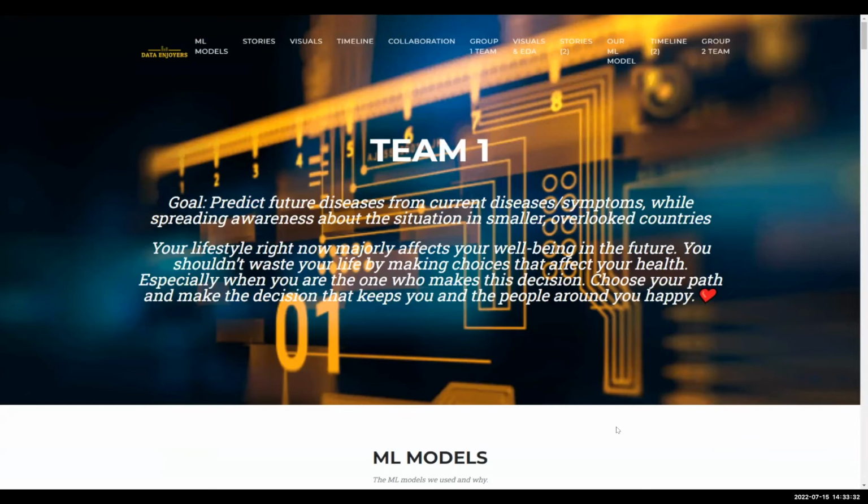Our goal is to predict future diseases from current diseases and symptoms while spreading awareness about the situation in smaller, overlooked countries. Your lifestyle right now majorly affects your well-being in the future. You shouldn't waste your life by making choices that affect your health, especially when you're the one who makes the decision. Choose your path and make the decision that keeps you and the people around you happy.